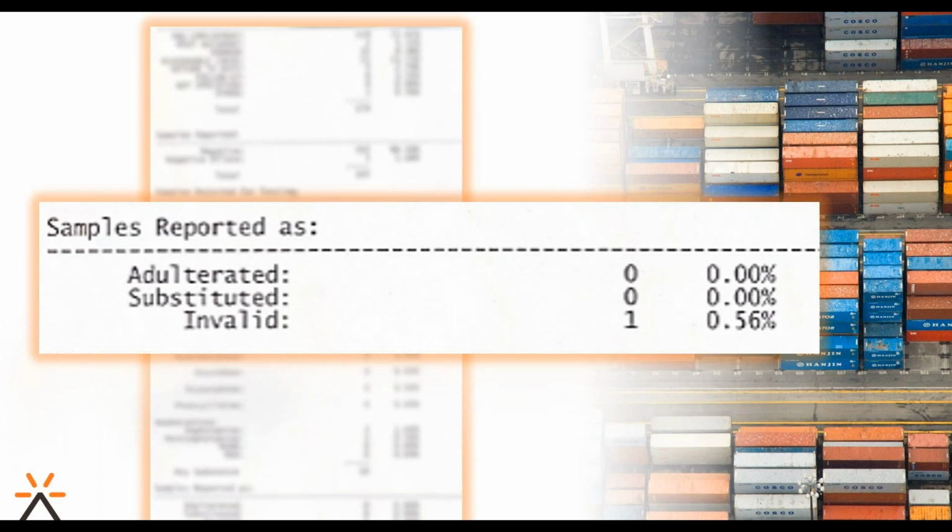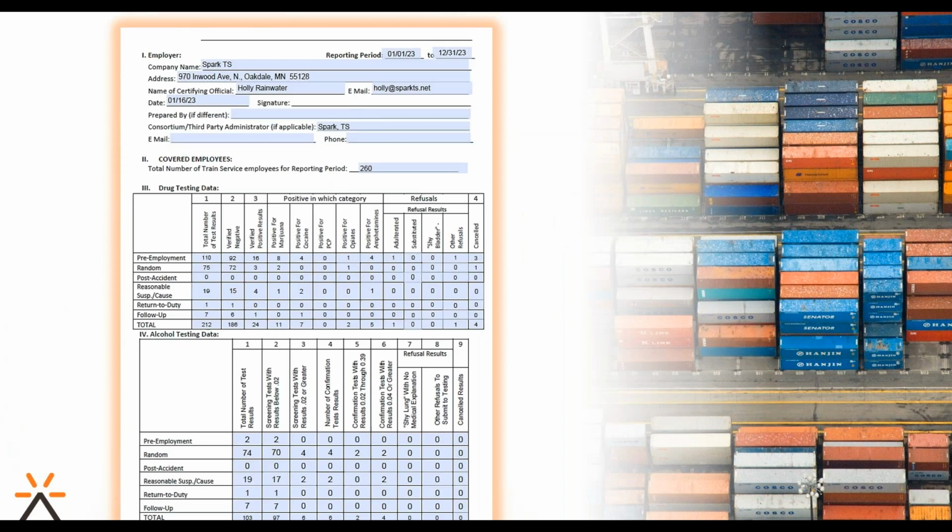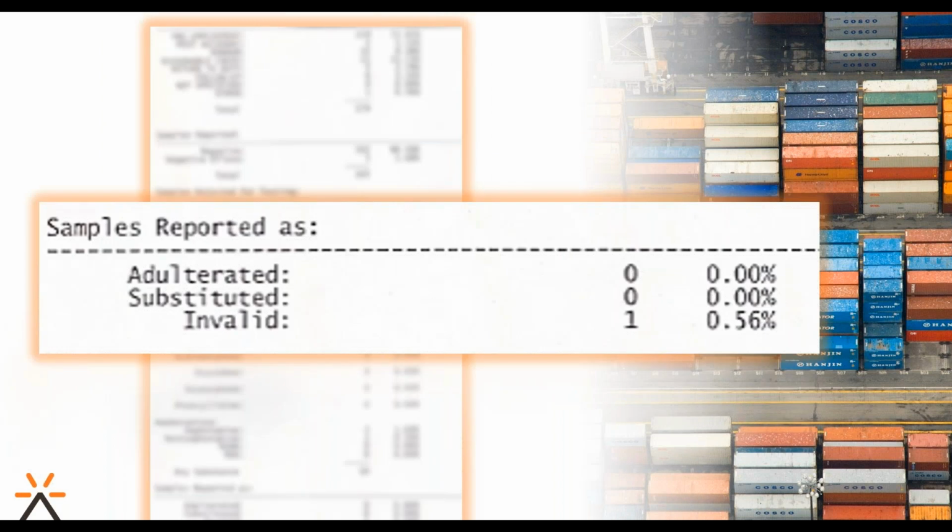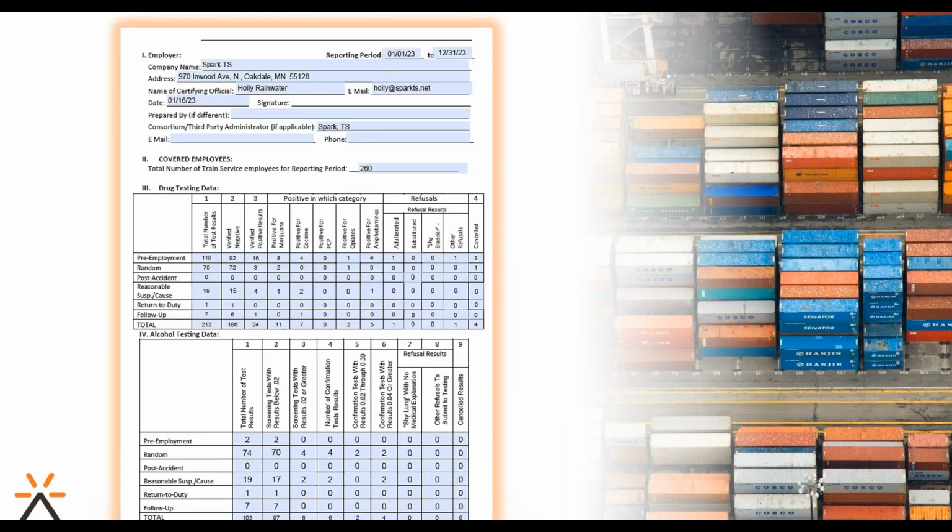Again, here is the number of samples that were reported adulterated, substituted, or invalid. That would show up on here. Again, it's not going to say refusal because the laboratory does not make a test of refusal to test. That comes from your MRO or the DER. But this is a great way for you to go in there and check that out. That is our statistical summary.